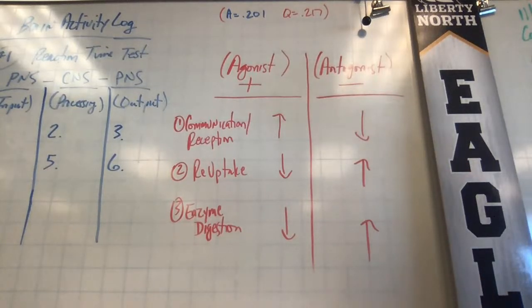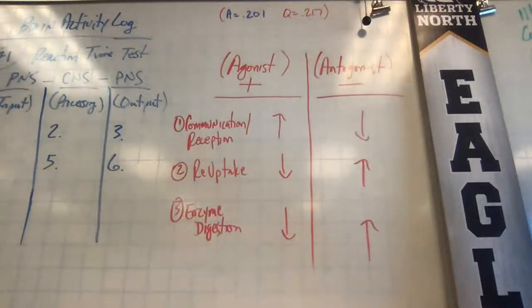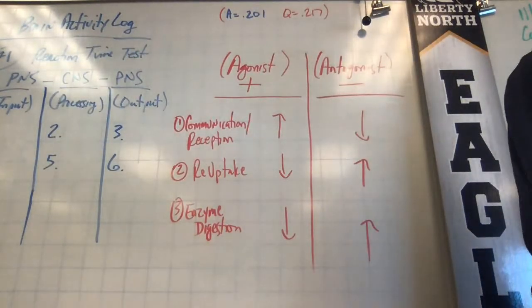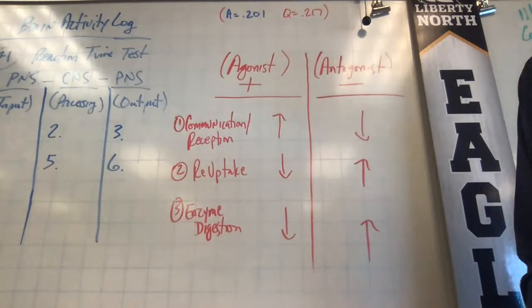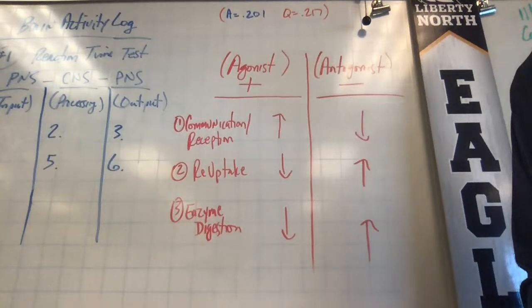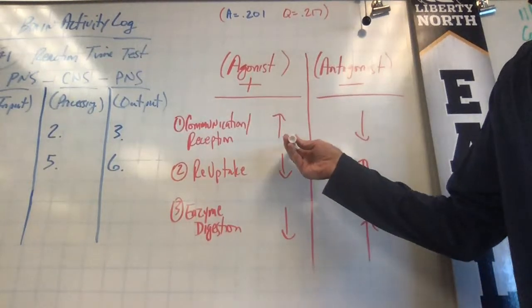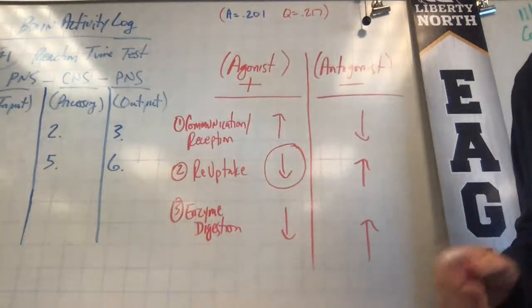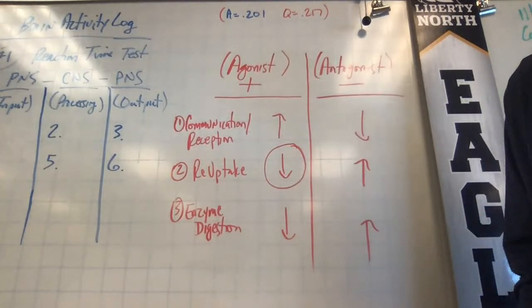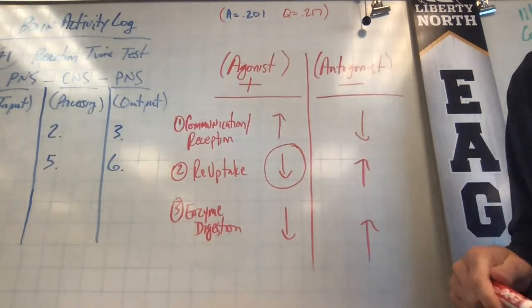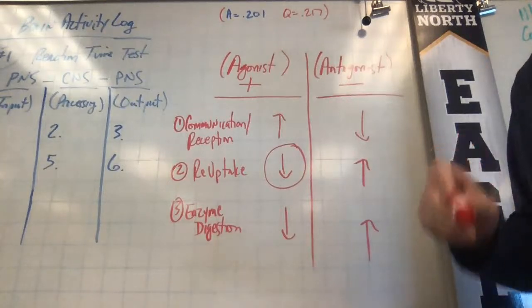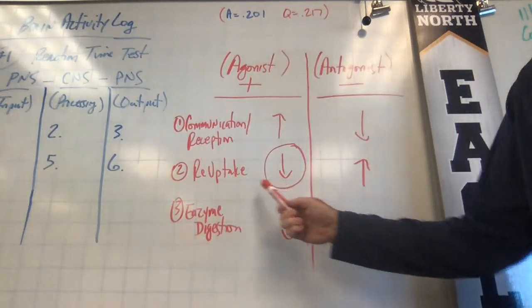Now, the big example that we talk about in class, which the book also talks about, is SSRIs, which are selective serotonin reuptake inhibitors. I think they're probably the most prescribed medication that we use today for antidepressants. And they work on this mechanism right here. So in the name of the drug, it tells you what it does. It's a selective serotonin, that's the neurotransmitter, reuptake inhibitor.